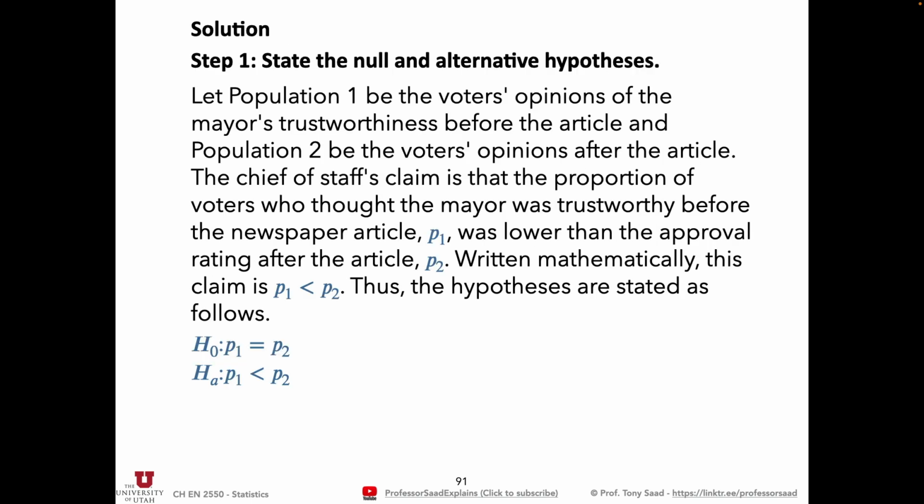Our null hypothesis is that there's been no change in the population proportion that believes the mayor is trustworthy. So P1 is equal to P2, or P1 minus P2 is 0. The approval rating just didn't change. However, the claim of the staff is that after the article, the proportion of people who believe the mayor is trustworthy has increased. In other words, P1 is less than P2, because we chose population 1 to be the voters' opinion before the article was written.